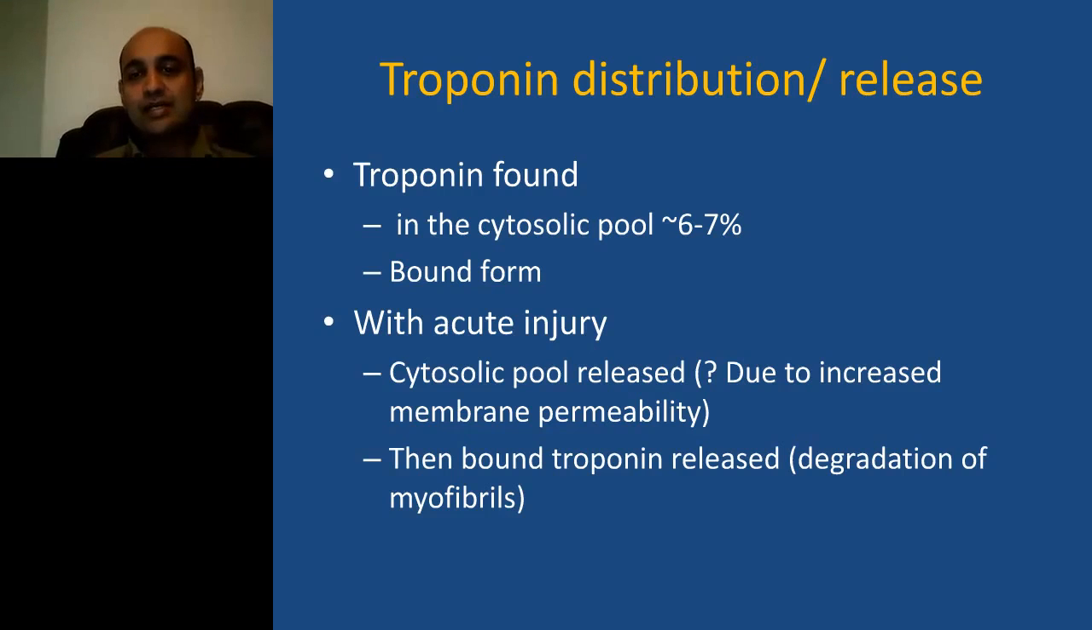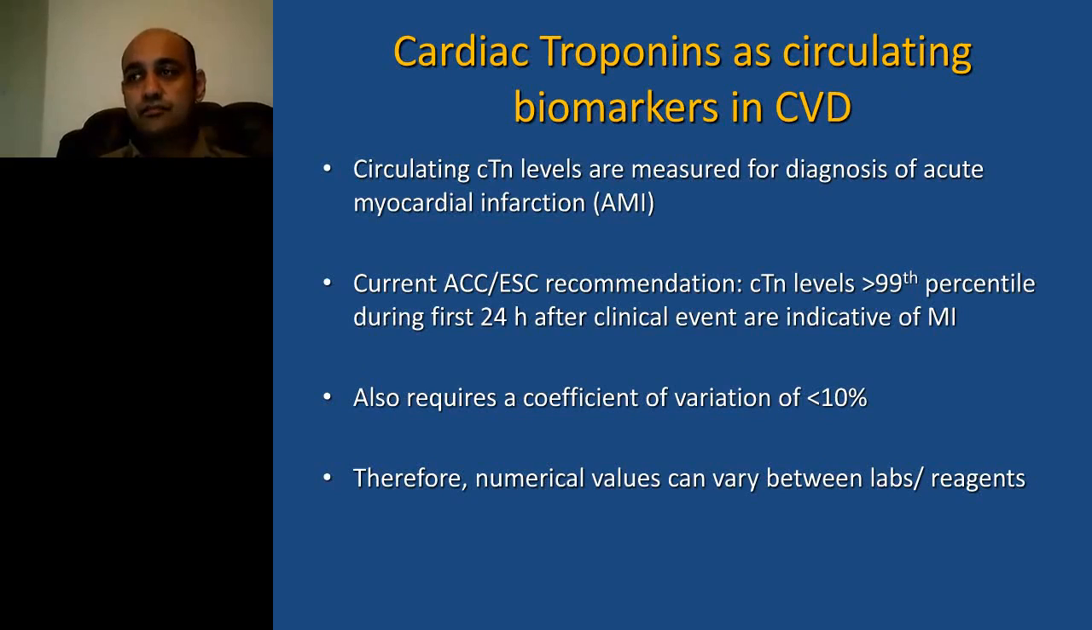Now, as you know, troponin has been recognized as a marker, and people use it for diagnosis of myocardial infarction, unstable angina, basically acute coronary syndromes. The current ACC-ESC guidelines suggest that a level greater than the 99th percentile during the first 24 hours after a clinical event is indicative of a myocardial infarction. ACC-ESC guidelines also suggest that the coefficient of variation for these markers should be less than 10%. And this is why the lab values can change slightly from lab to lab and hospital to hospital, because of this dual requirement of levels greater than the 99th percentile and also a coefficient of variation less than 10%.